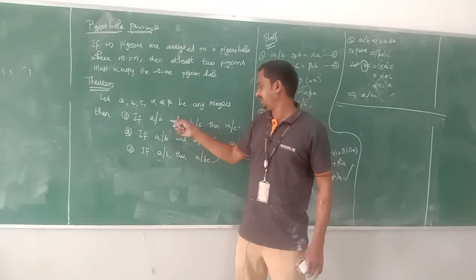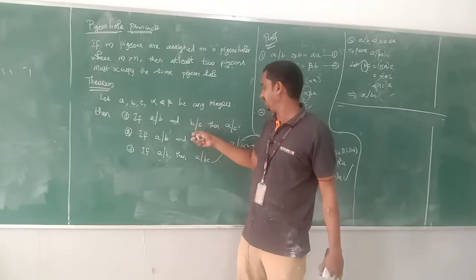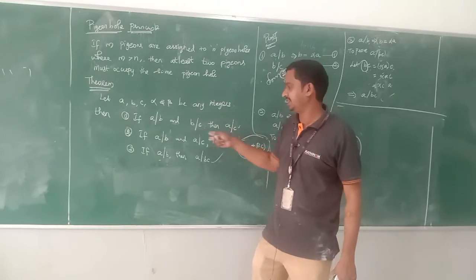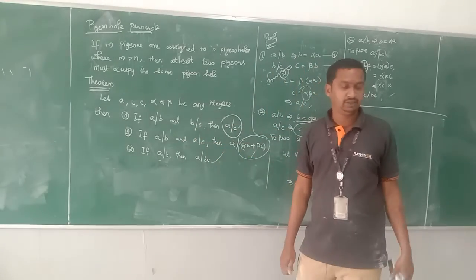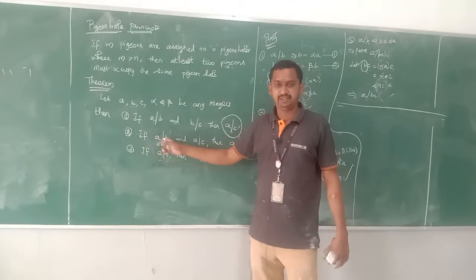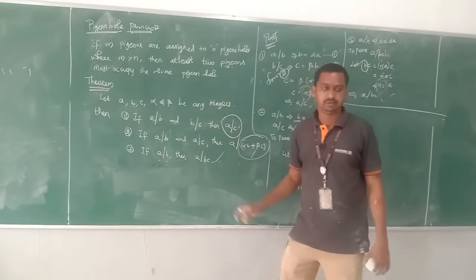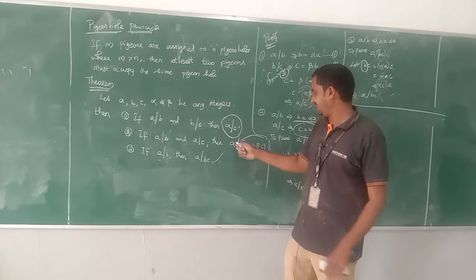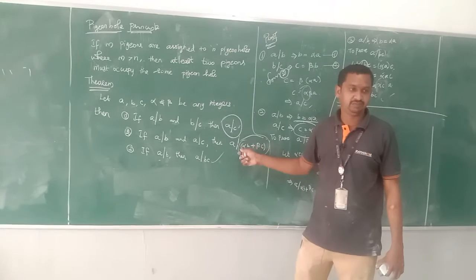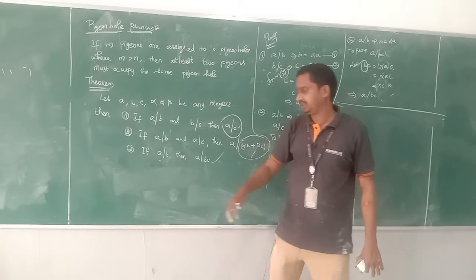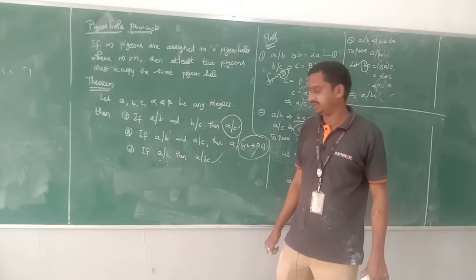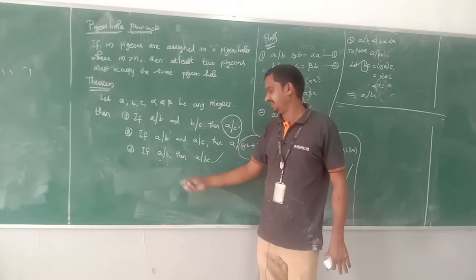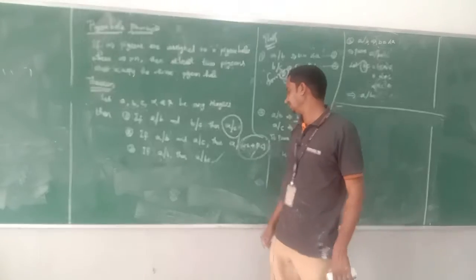First: if a divides b and b divides c, then you have to prove a divides c. Come to the second one: if a divides b and a divides c, then you have to prove a divides alpha b plus beta c. Come to the third part: if a divides b, then a divides bc.